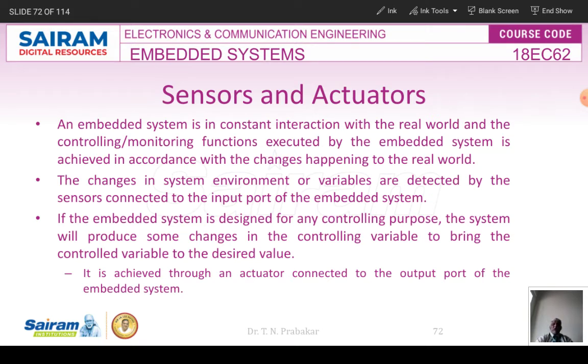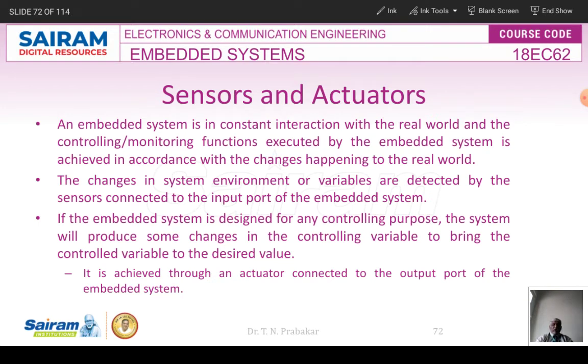Right. The change in the environment or the variables are detected by the sensors connected to the input port of an embedded system. And if the embedded system is designed for any controlling purpose, then the output of that particular controller will be given to the final control element or to an actuator, and that brings the controlled value to a desired value. It is achieved through an actuator connected to the output port of the embedded system, right?